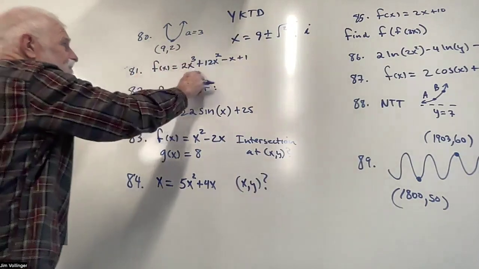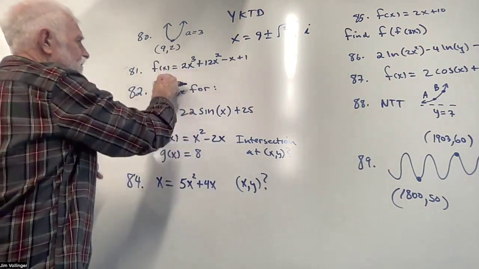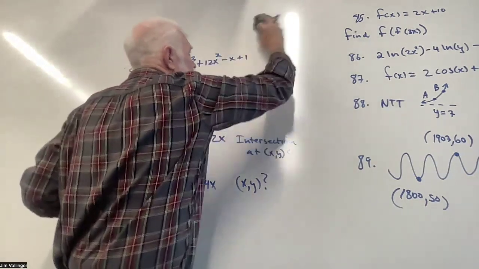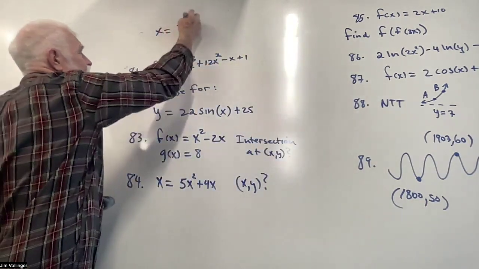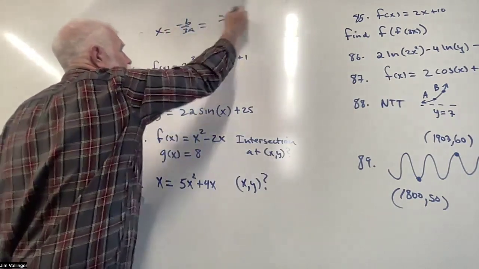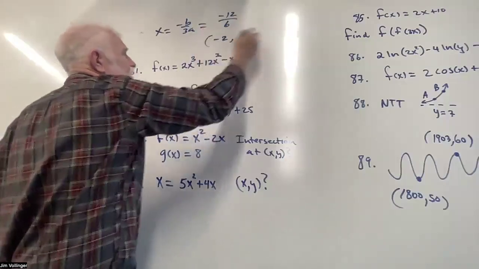What's the range for this? Oh no, range goes to this one. F of x, oh, just point of inflection. So I didn't put that, needs some instruction. So we're trying to find the point of inflection. So we need x equals minus b over 3a, which in this case is minus 12 over 6. So negative 2.